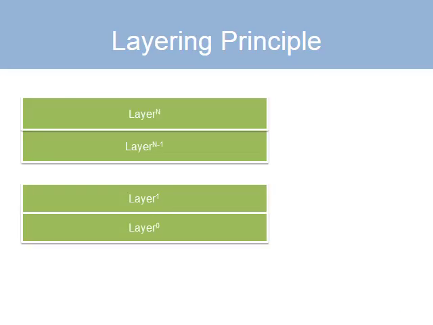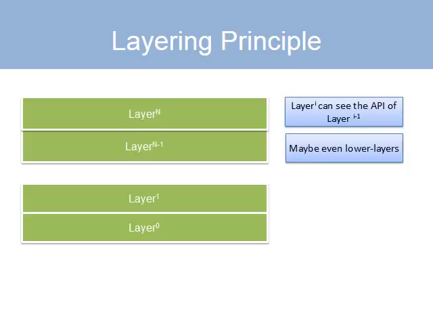So that's the layering principle, and in my case, it goes opposite to the stack. You call down, the higher level abstraction is higher, and layer i can see the API of layer i minus 1. That's the point. It sees the API of that layer, whether via inheritance or just through libraries, and maybe even lower level. There's some debate whether layer n should be seeing layer n minus 2 or not. But layer i cannot see the API of layer i plus 1.